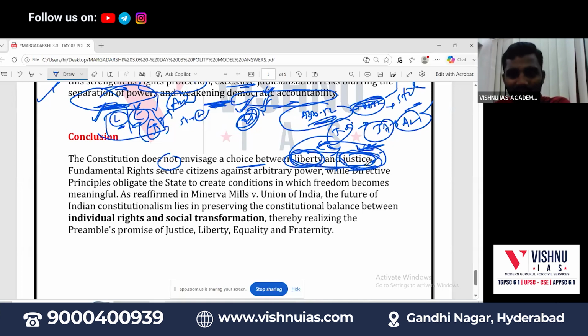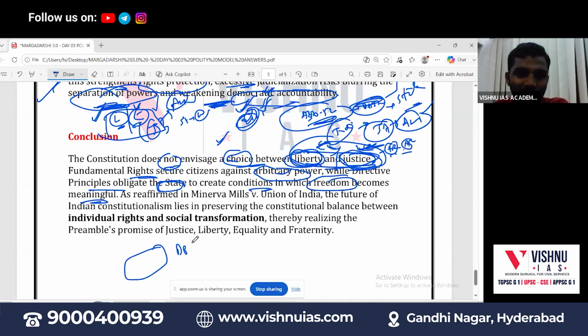So liberty and justice should go hand in hand, and that's the balance between fundamental rights and DPSPs. Liberty means fundamental rights, justice means DPSPs, simply. So the Constitution never thought there should be a choice between these two; rather, both should exist. That's constitutionalism. Fundamental rights secure the citizens against arbitrary power, while DPSPs obligate the state to create conditions in which freedom becomes meaningful. Only when DPSPs are implemented under such conditions can fundamental rights really be meaningful.